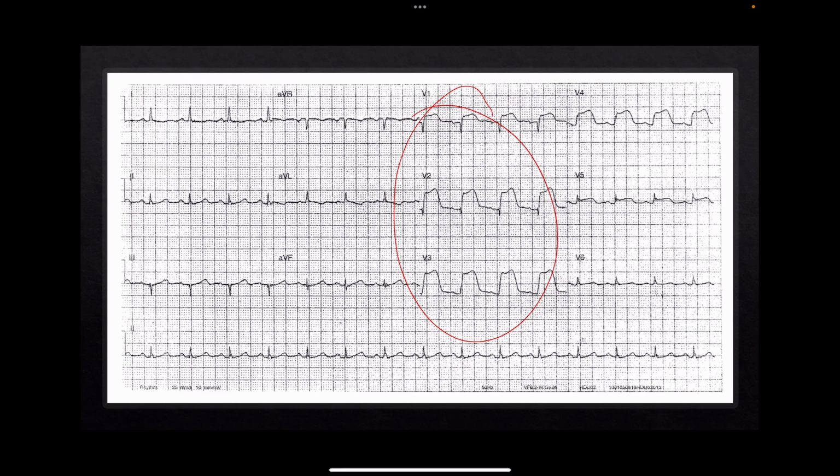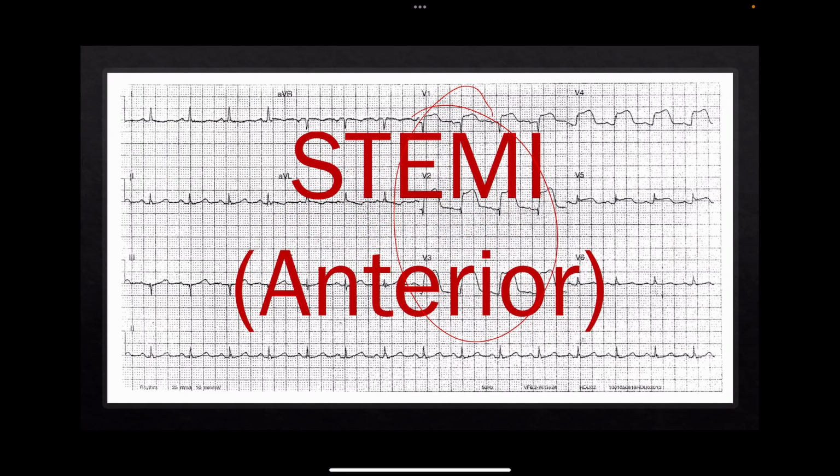ST segment. What changes do you see in the ST segment? A lot of ST elevation. 1, 2, and 3, and 4. And a little bit into 5. What kind of MI is this one? Anteroseptal. Meaning the anterior part, because you're getting more into 3 and 4. So it's more anterior.